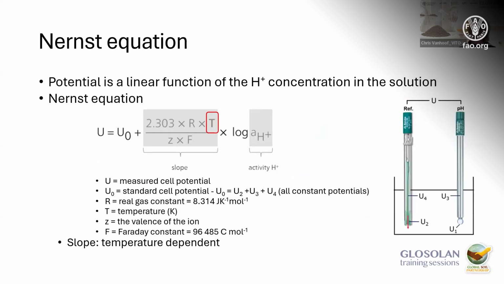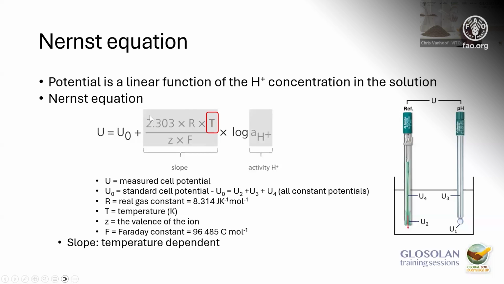We are going to measure a potential when we do a pH determination, and this potential is a linear function of the hydrogen plus concentration in the solution, and it's defined by the Nernst equation. So you measure a potential which is equal to the potential intercept. It's a stable factor, and you measure the potential at different points, but all these are constant factors which are all summed up and are defined by the potential zero.